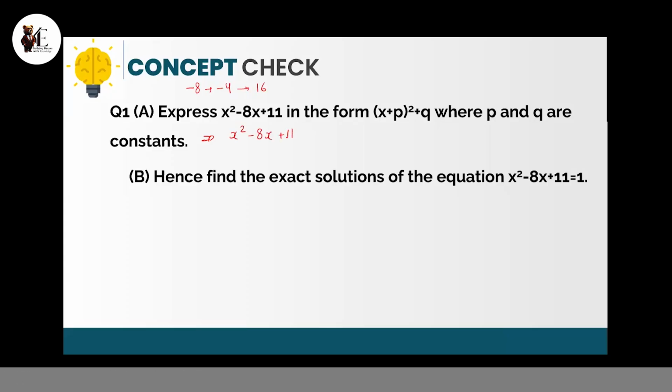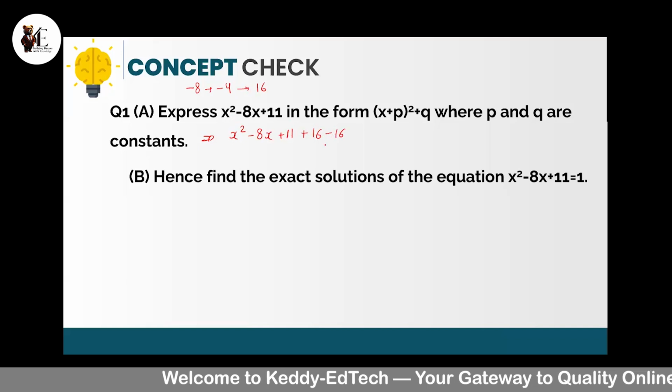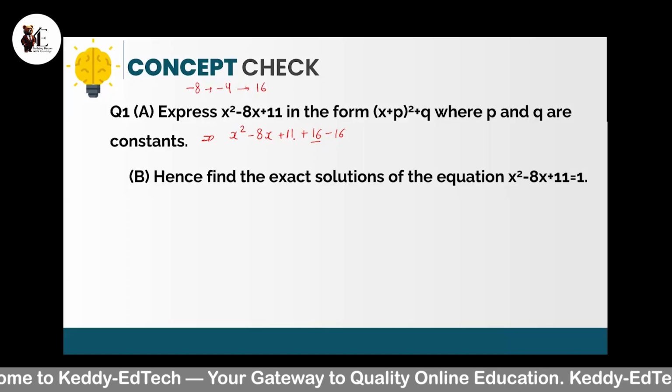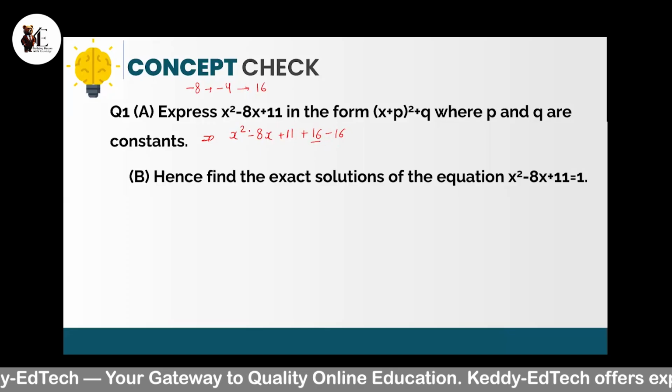I think this will create more confusion for you now. Plus 16 and I'm subtracting 16. So have you got why I'm subtracting this? Please explain. I zoned out completely. Please re-explain from the beginning, actually.